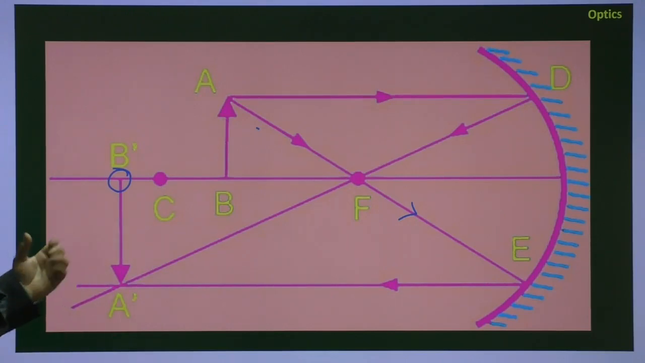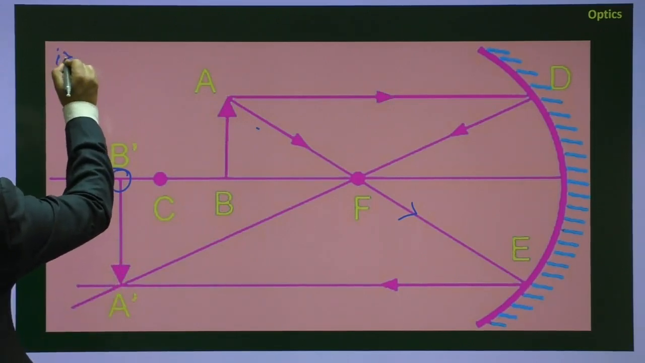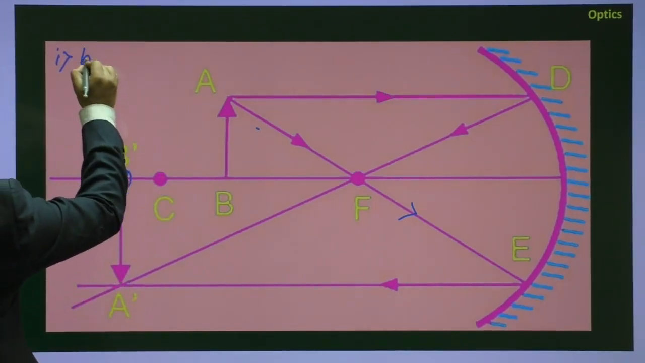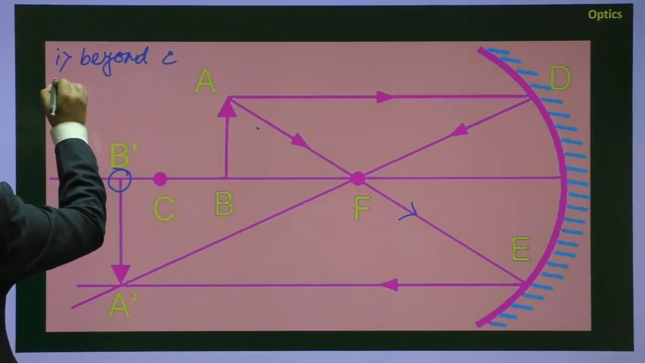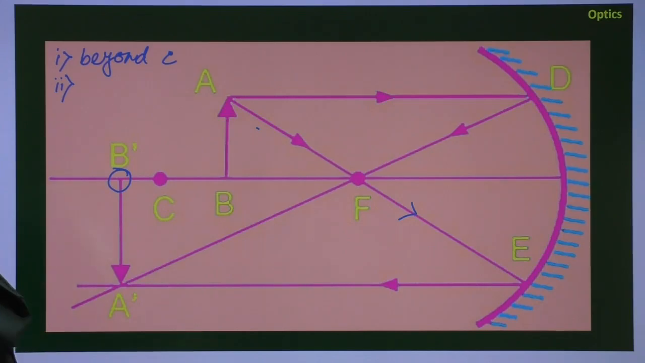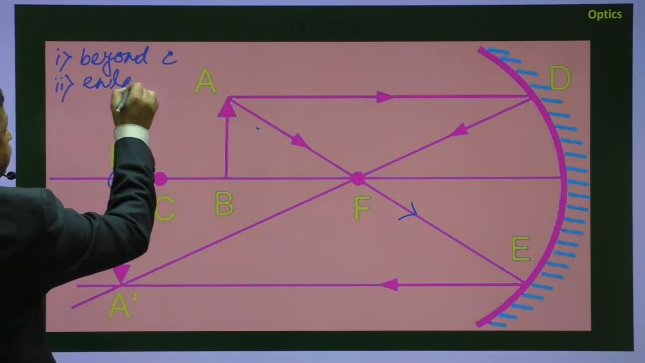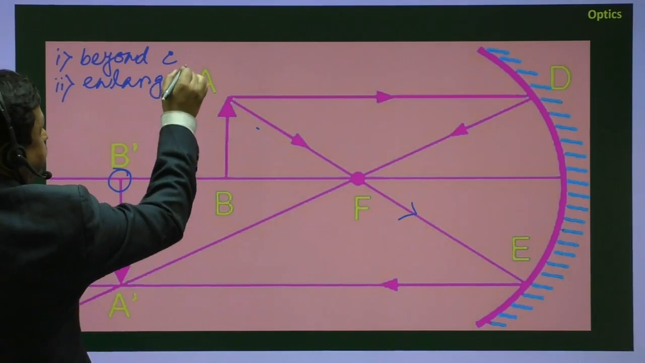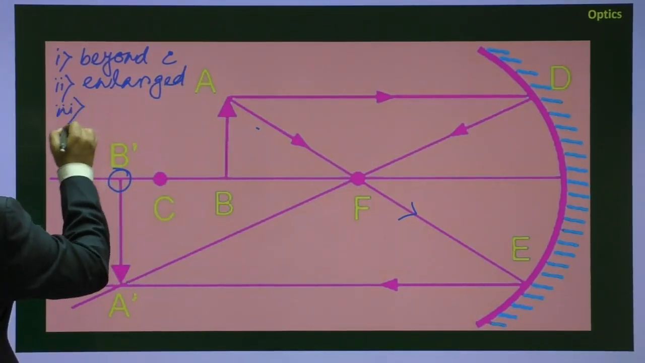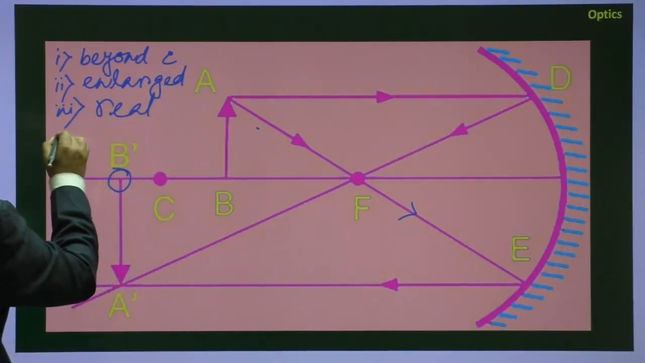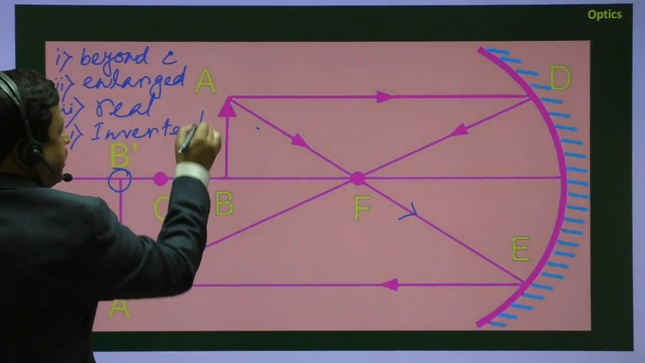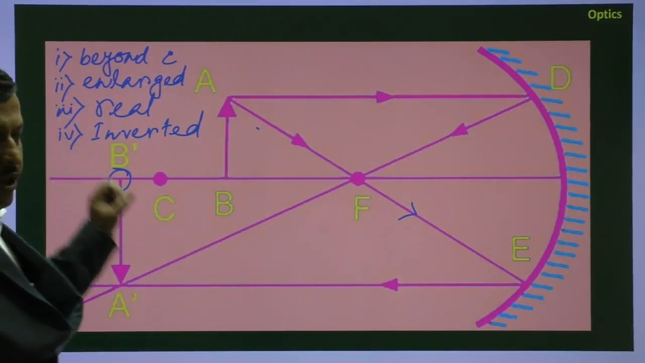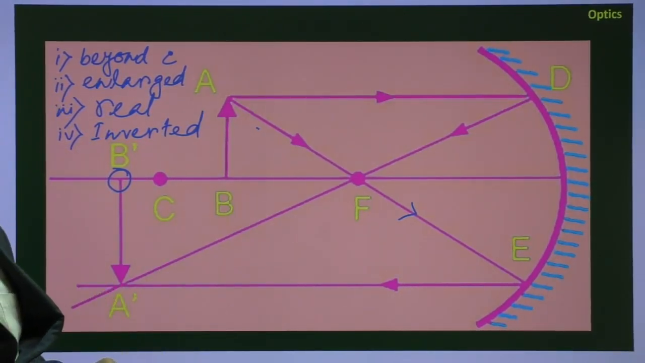Then what is the characteristic of this image? First thing, it will form beyond the center of curvature, beyond C. Number 2, it is an enlarged image. Number 3, it is also a real image. And number 4, it is an inverted image. These are the characteristics of the image. Okay, is it clear?